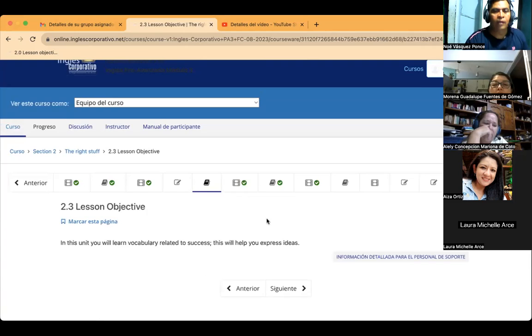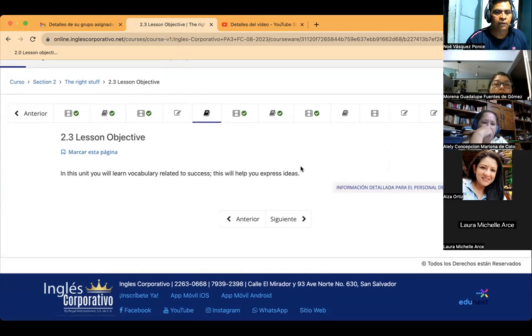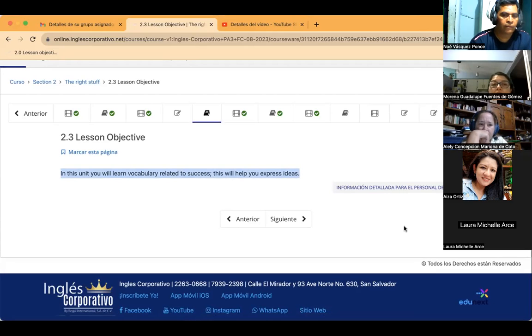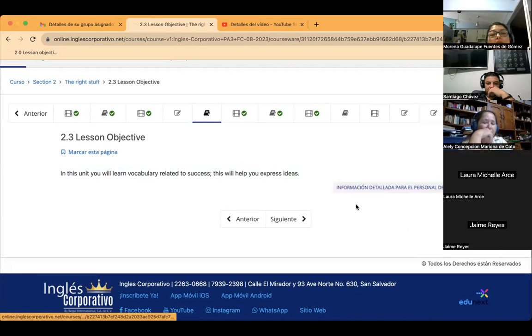Okay. All right. Let's take a look at the next objective. What are we going to learn? What are we going to practice? Aisa, can you read? The lesson objective: in this unit you will learn vocabulary related to success. It will help you express ideas. Okay, good. I'm going to help you a little bit with the pronunciations. In this unit, you will learn vocabulary related to success. This will help you express ideas. So that is what we're going to learn.